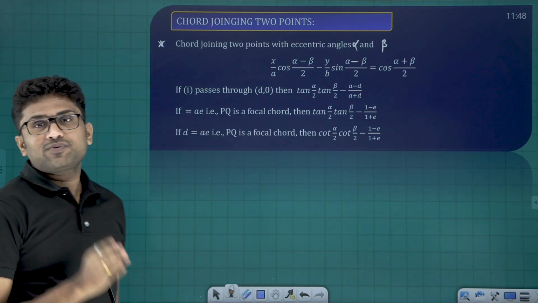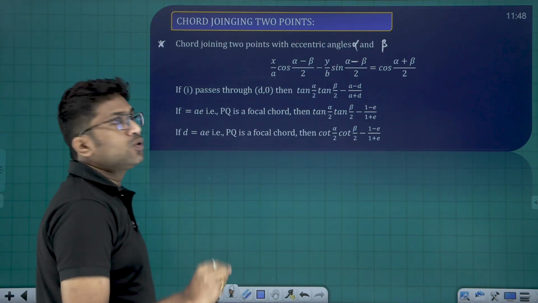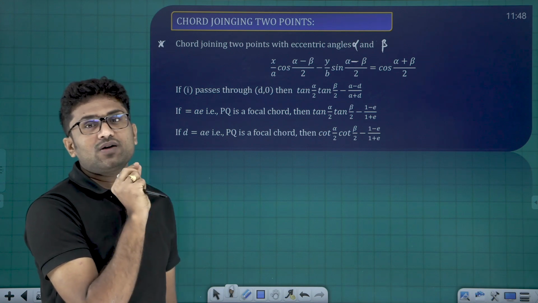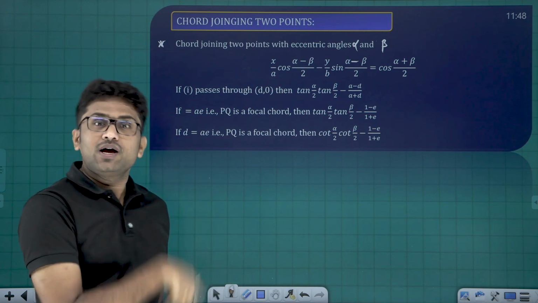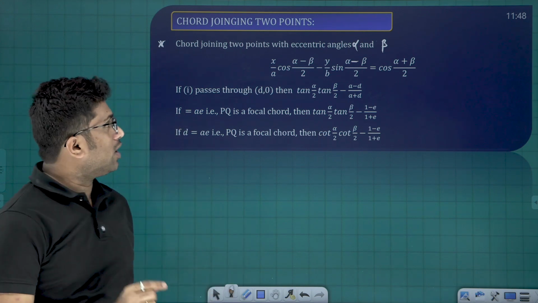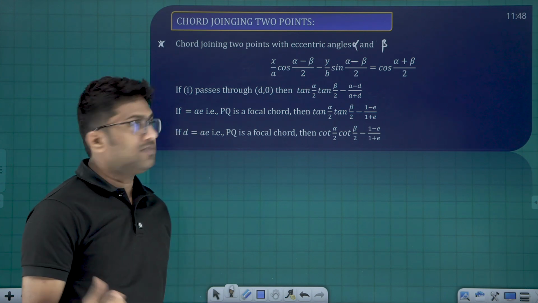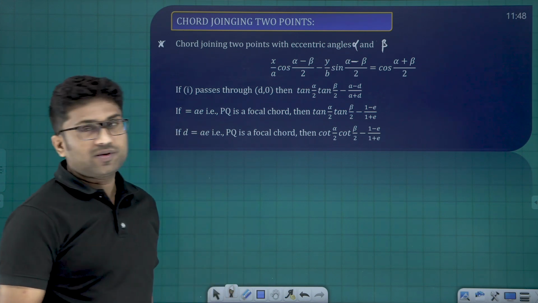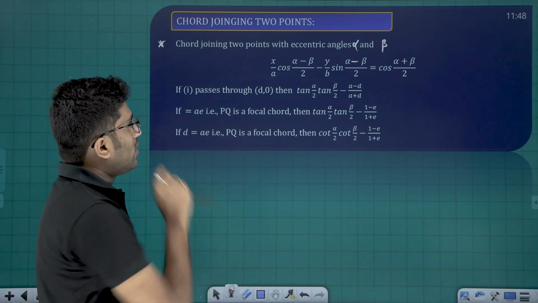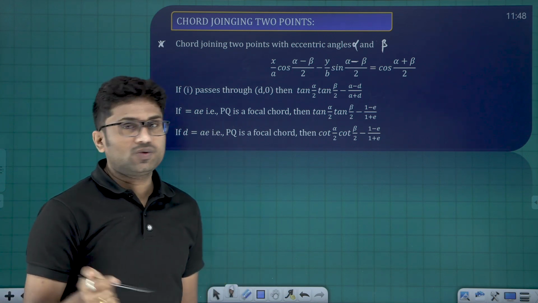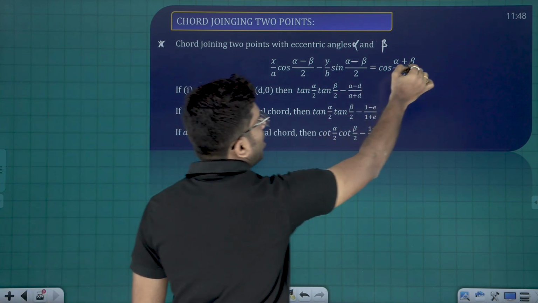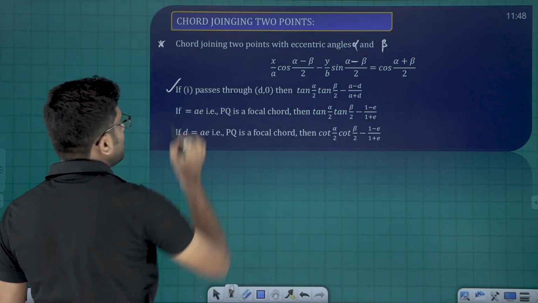The last concept from hyperbola, that is chord joining 2 points. We have discussed the same equation of chord joining 2 points in parabola, ellipse and now in hyperbola. So the chord joining 2 points with eccentric angles alpha and beta is x by a times cos of (alpha minus beta) by 2 minus y by b sin of (alpha minus beta) by 2 is equal to cos (alpha plus beta) by 2. This point is important, friends.